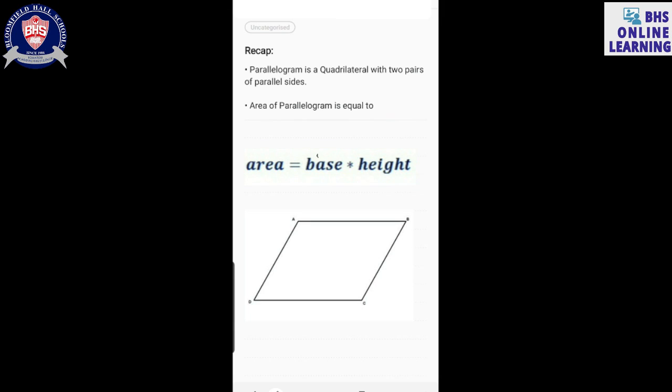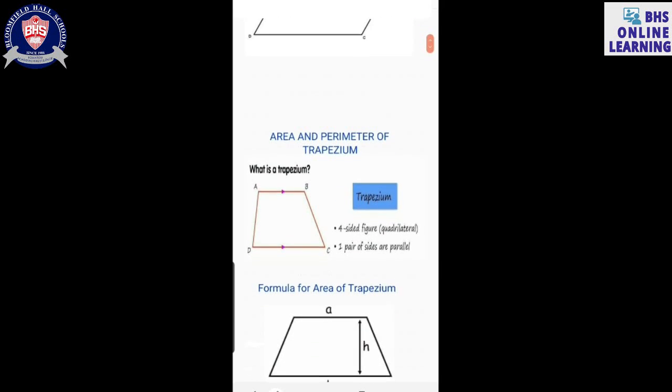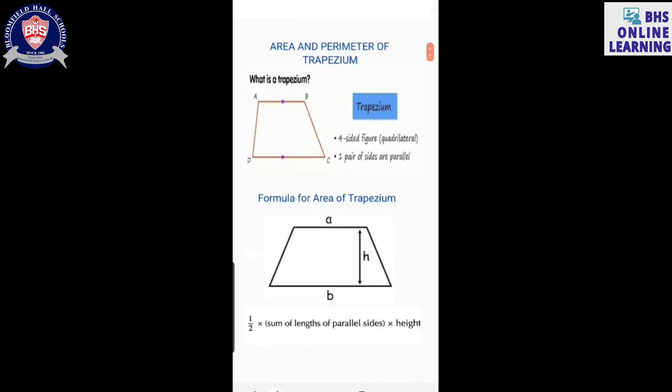Hi everyone. In the previous video, we learned how to calculate the area and the perimeter of a parallelogram. A parallelogram is a quadrilateral with two pairs of parallel sides. The formula for the area of a parallelogram is base multiplied by height. In today's video, we will learn how to calculate the area and the perimeter of a trapezium.